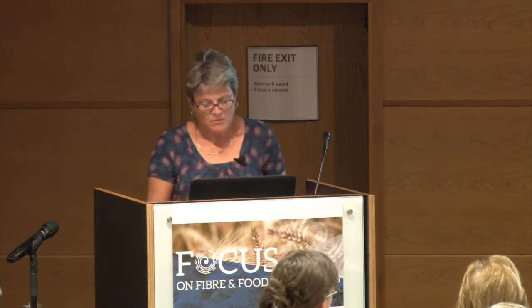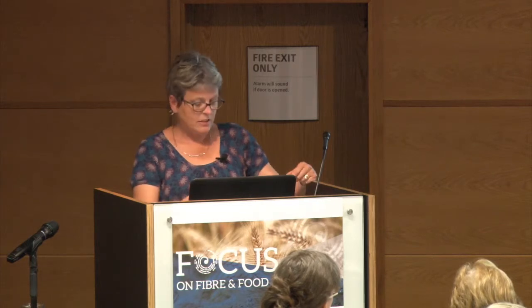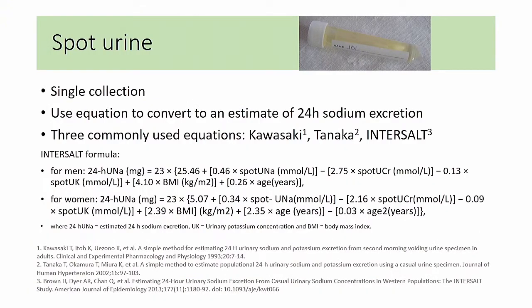So spot urine involves a single collection, and there's an example of what you might collect up there on the top right. My children are always horrified that I show pictures of urine when I talk, but anyway, I think you'll all cope with that. So a single spot urine collection, usually at a random time of day, but some people insist on first morning urine or second morning urine. And then what we would usually do is use an equation to convert the spot urine to an estimate of 24-hour sodium excretion. And there are a lot of different equations, but there are three commonly used equations.